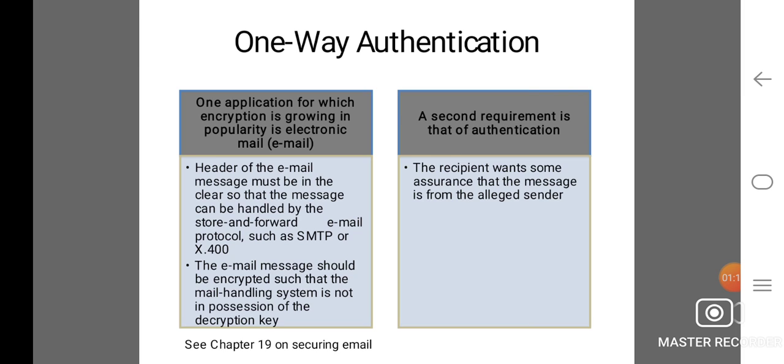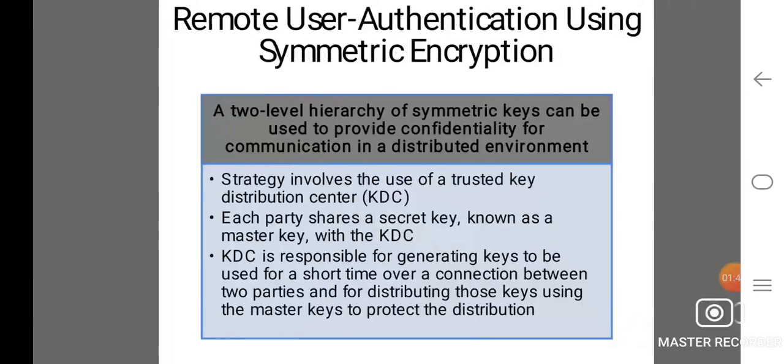One application for which encryption is growing in popularity is electronic mail, email. The header of the email message must be in the clear so that the message can be handled by the store and forward email protocol, such as SMTP or X.400. The email message should be encrypted such that the mail handling system is not in possession of the decryption key. A second requirement is that of authentication. The recipient wants some assurance that the message is from the alleged sender.